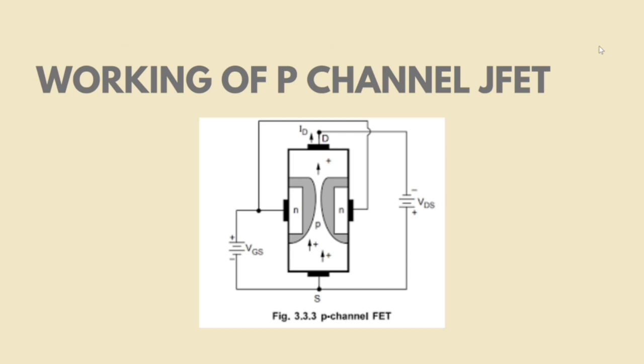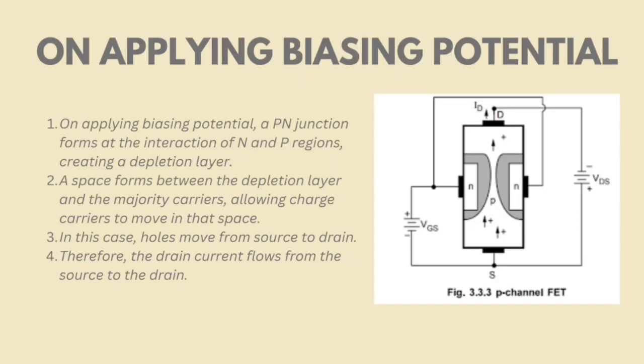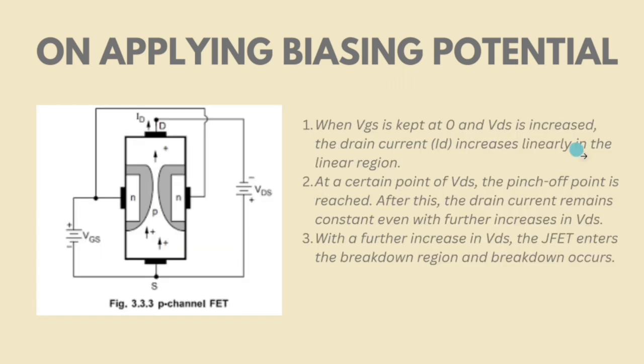Similarly, let us look at the P-channel JFET. Again, as we observed in the N-channel JFET, we can see that the drain and the source are connected to the P-type semiconductor and the gate is connected to the N-type semiconductor. There is also a formation of a reverse biased PN junction at the gate. This time, on applying the bias voltage, not the electrons but the holes flow from the source to the drain. Therefore, the drain current flows from the drain to the source. Also, we can see similar characteristics on varying the gate-to-source voltage.